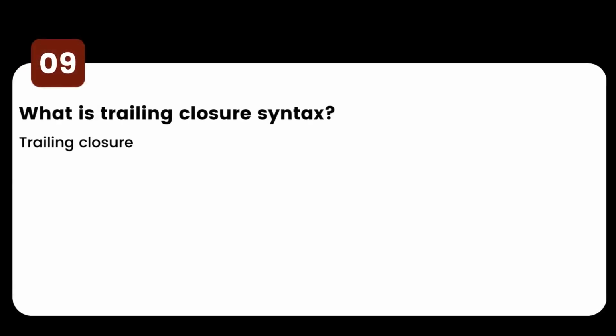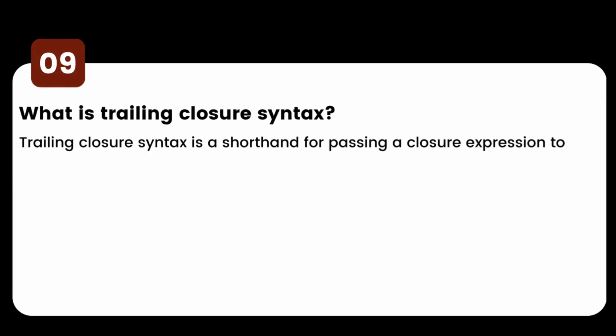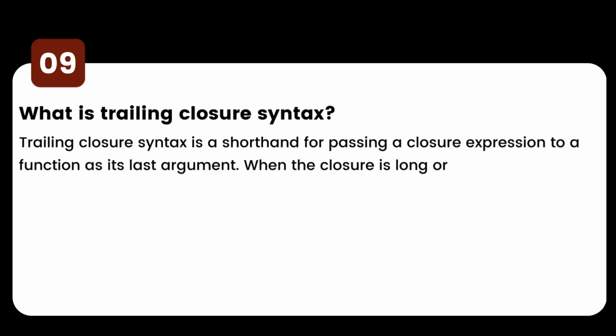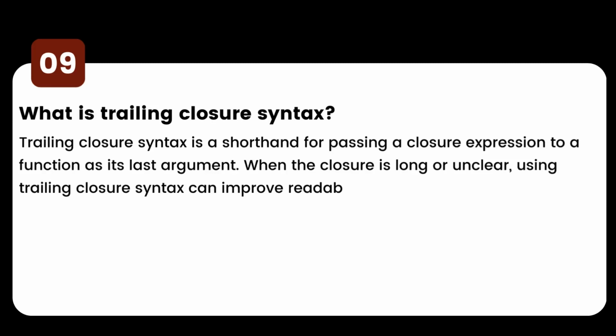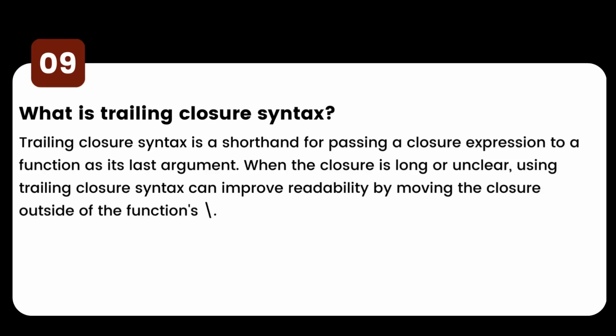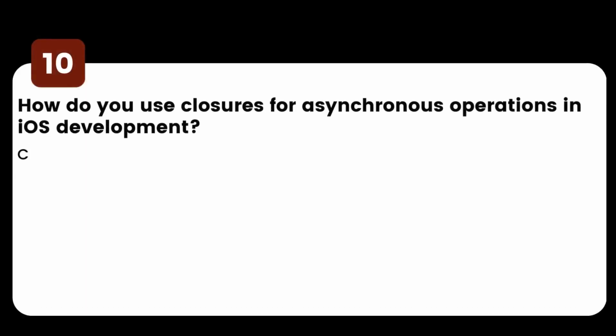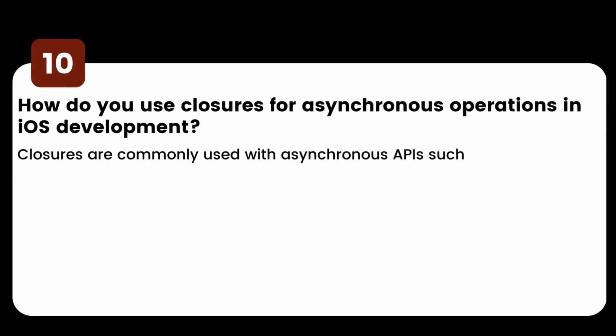What is trailing closure syntax? Trailing closure syntax is a shorthand for passing a closure expression to a function as its last argument. When the closure is long or unclear, using trailing closure syntax can improve readability by moving the closure outside of the function's parentheses.